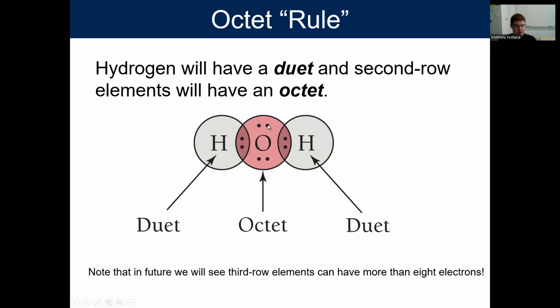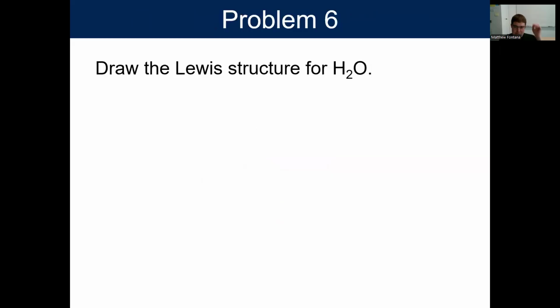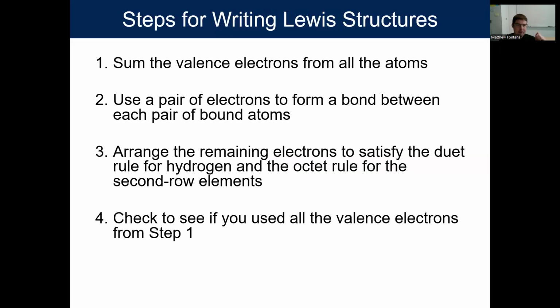So in the introductory examples that we will talk about, hydrogen will have a duet, and then other second row elements will have up to an octet, which is 8 electrons. Then we're going to break that a little bit later and show that if you go to the third row elements, they can have more than 8 electrons. But just for starters, hydrogen, 2 electrons, and then the other atoms we'll look at will have a total of 8 electrons.